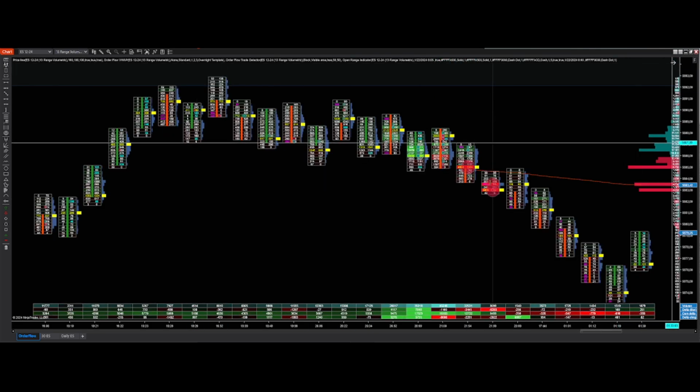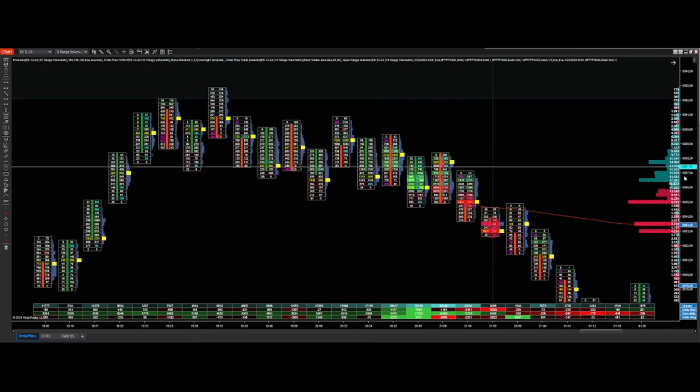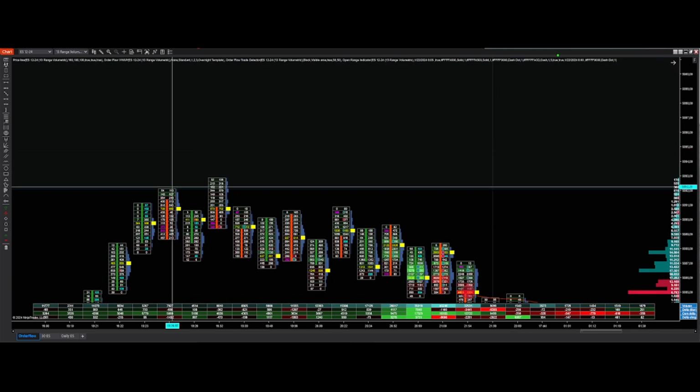Right here we have an unfinished auction at a high. And this is very clear. We have 54 and 110. And right here we have 32 and 138. So these are unfinished auctions.